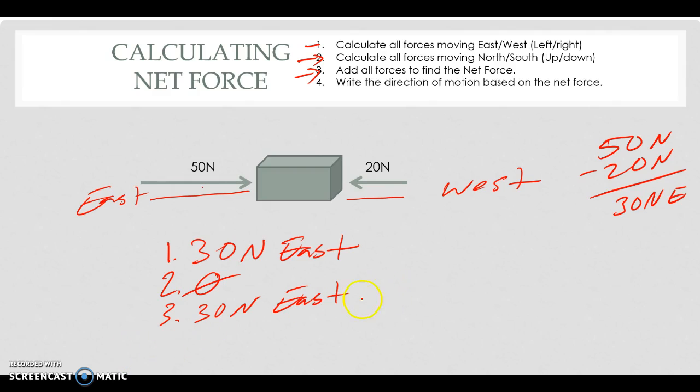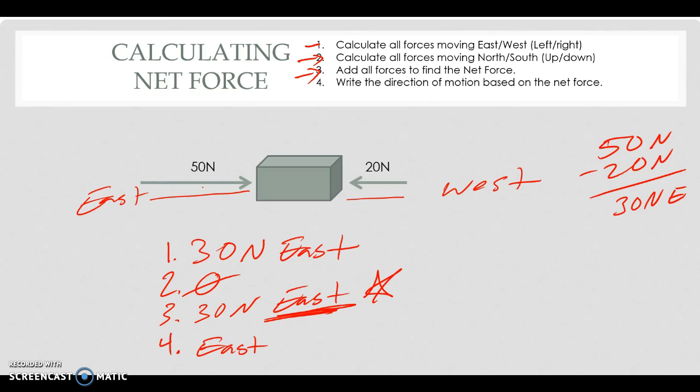Number 4, so that's our net force. So this is our answer here, but we're also going to continue on and describe which direction this object will move. So number 4 basically says, based on our net force here for number 3, where I put the star, write the direction of motion based on that. So since the net force is in this direction here, that's going to be the direction of the motion.